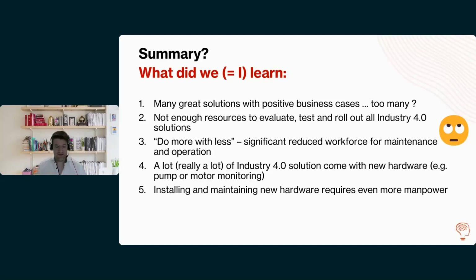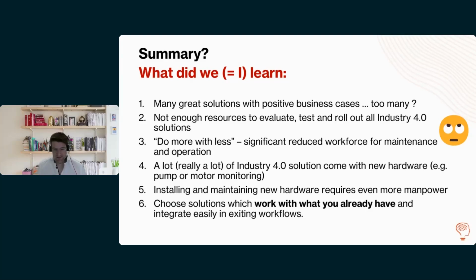A lot of these great Industry 4.0 solutions require new hardware. Be it smart glasses, new sensors, new technology, new hardware is required by a lot of different Industry 4.0 solutions. Hardware, however, has the problem that installing and maintaining new hardware requires a lot of manpower, critical manpower you don't have today and even less in the future. So new hardware is always a big challenge.